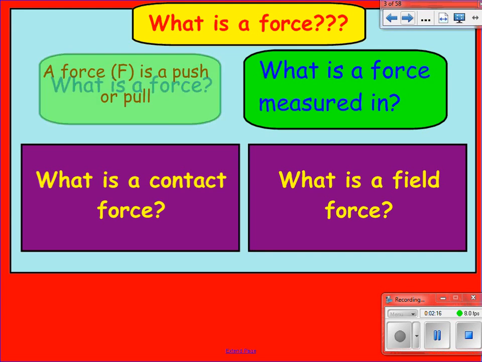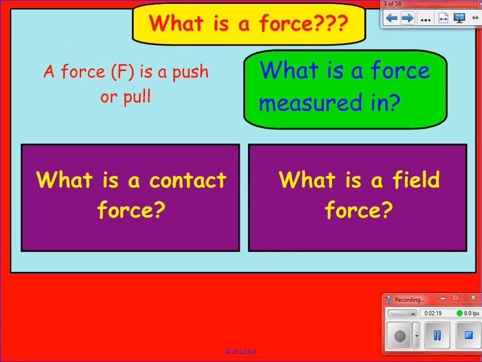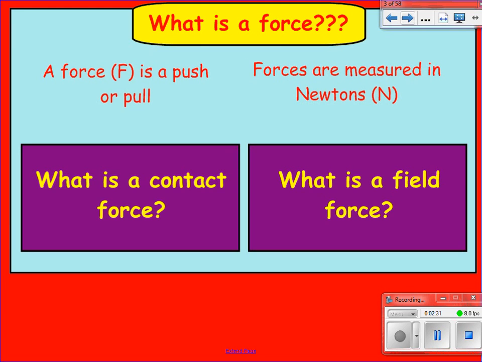First of all, a force can be defined as a push or a pull. Notice that the variable or symbol for force is F. Now, what do we measure forces in? Forces are measured in units called newtons, which is the capital N. So the symbol for force is F, but the unit for force is newtons. Just like the symbol for velocity is v, but the unit for velocity is meters per second. Or the symbol for acceleration is a, but the unit for acceleration is meters per second squared. The symbol for force is F, and the unit is newtons.